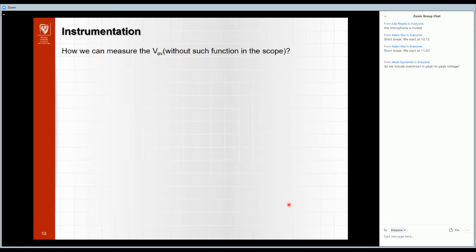Okay, and now the more practical question: how can we measure the average value of the signal without such a function in the scope? Because at this time, I can guess that all of you use only digital scopes. I don't suppose that you use analog scopes, for example in metrology, but previously, before the digital scopes, we had only analog scopes.